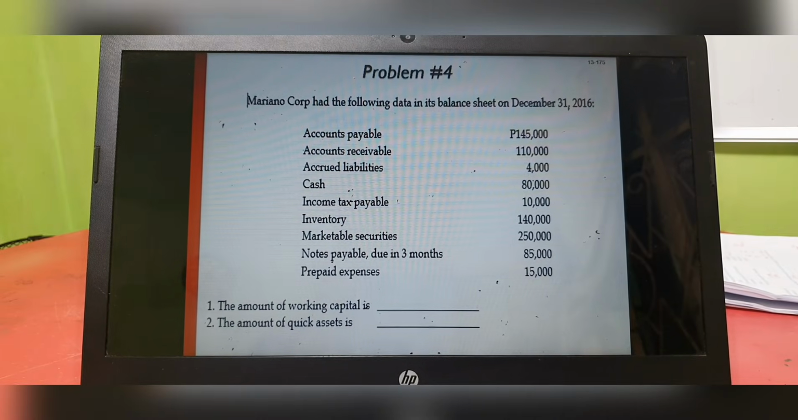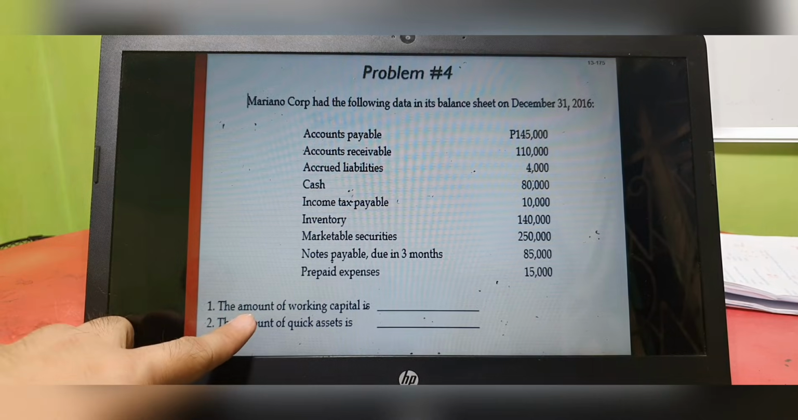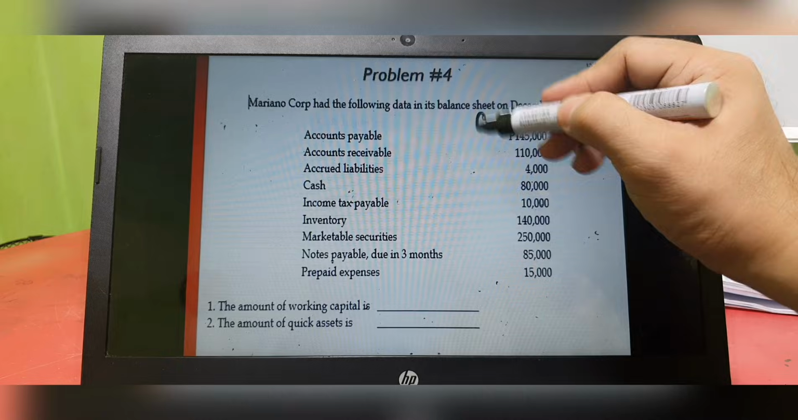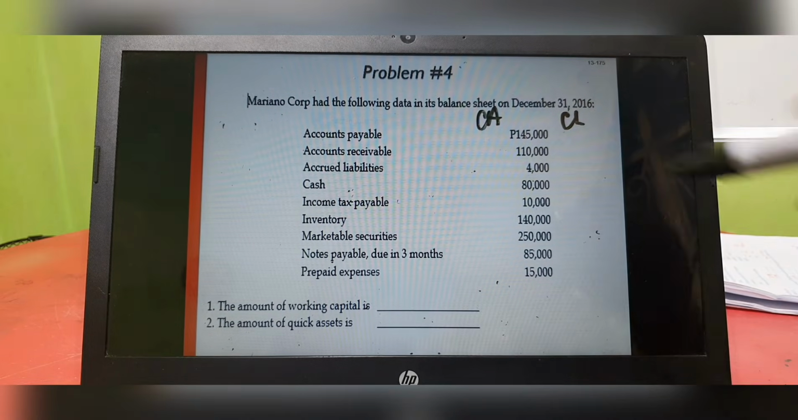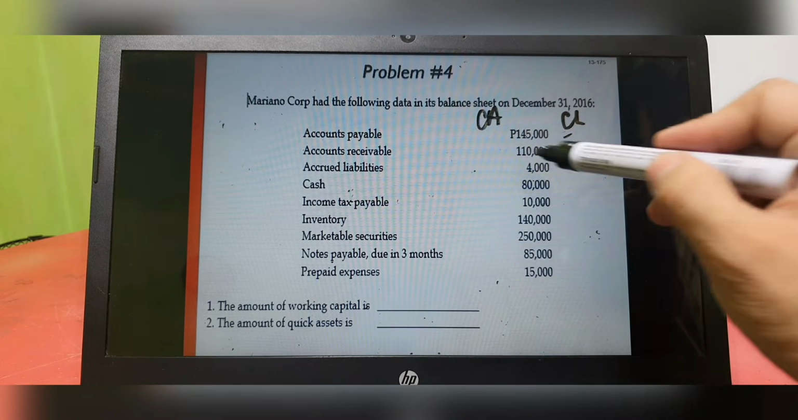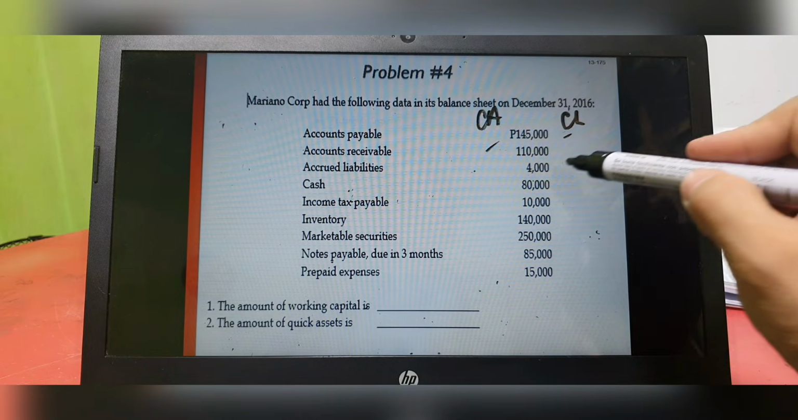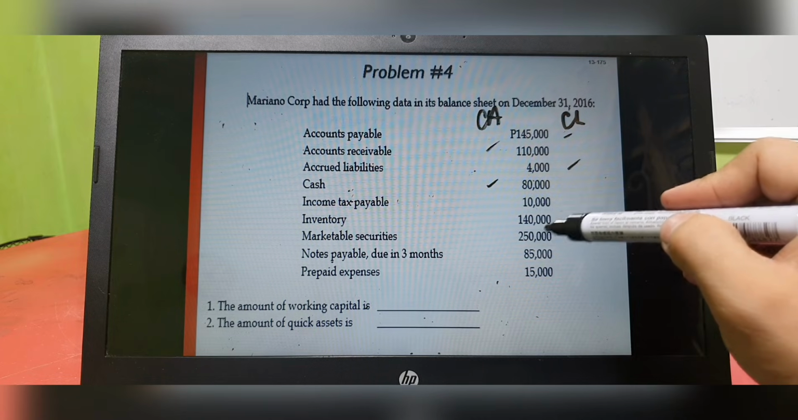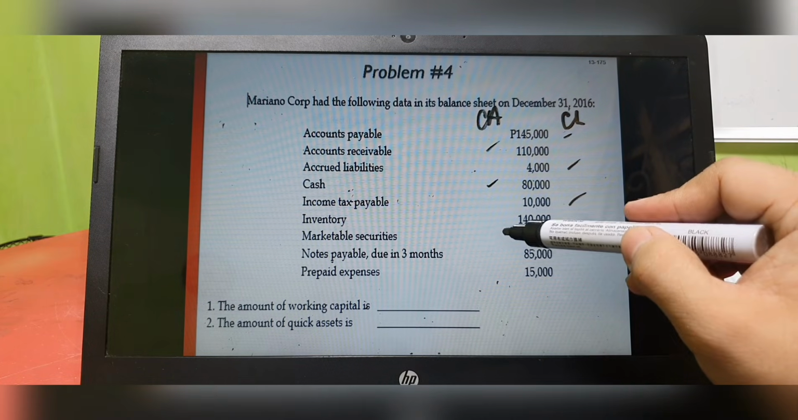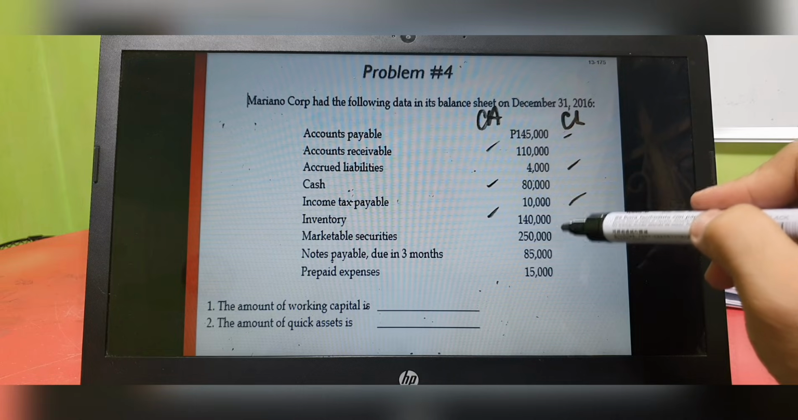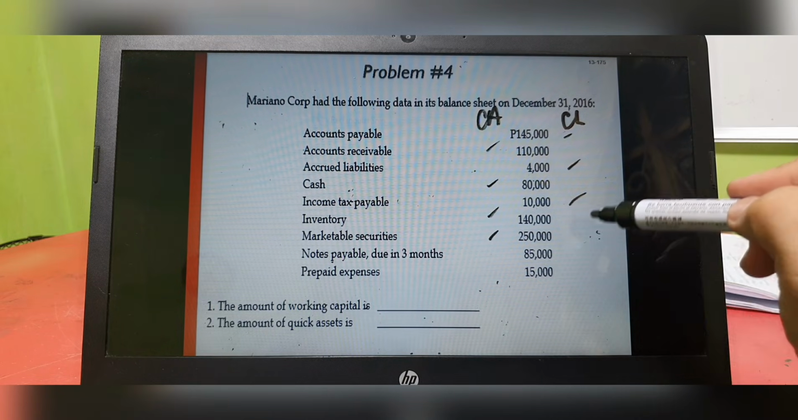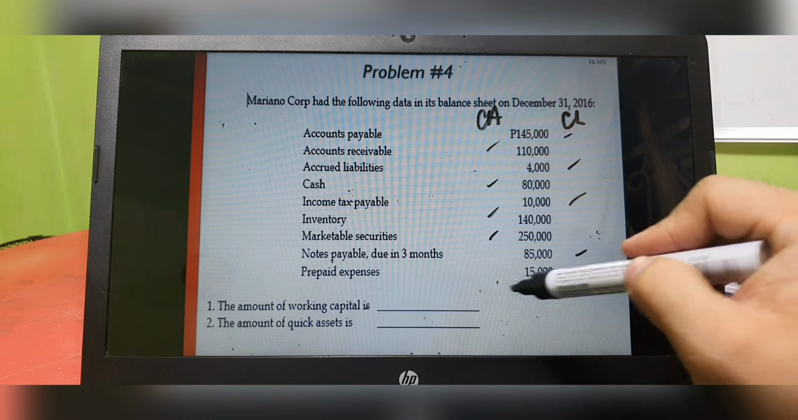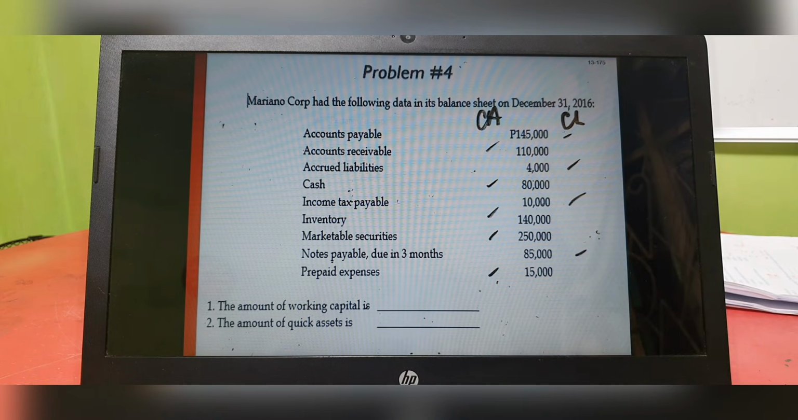Problem number 4. The question is the amount of working capital and the amount of quick assets. So, identify lang natin alin ba dito yung mga current assets and current liability. Accounts payable, current liab. Accounts receivable, current assets. Accrued liab, here. Your cash, here. Income tax payable, here. Your inventory, current assets. Marketable securities, current assets. How about the notes payable due in 3 months? Current liab. Prepaid expenses, 15,000, current assets.